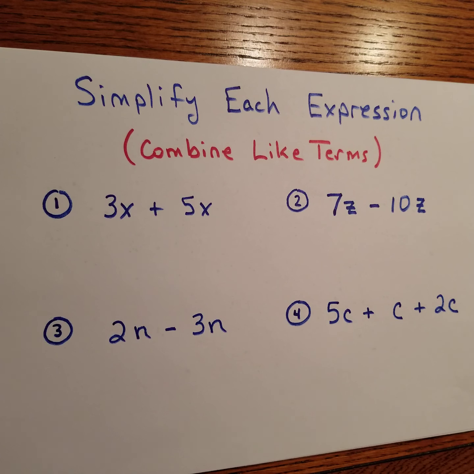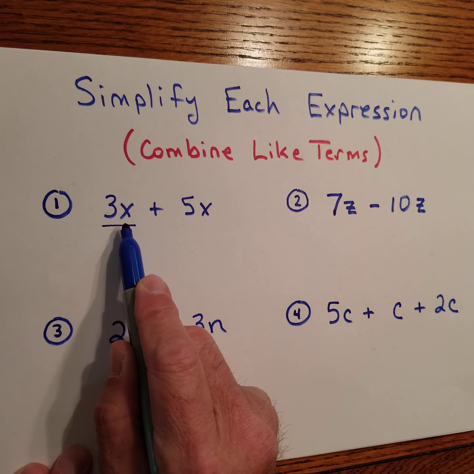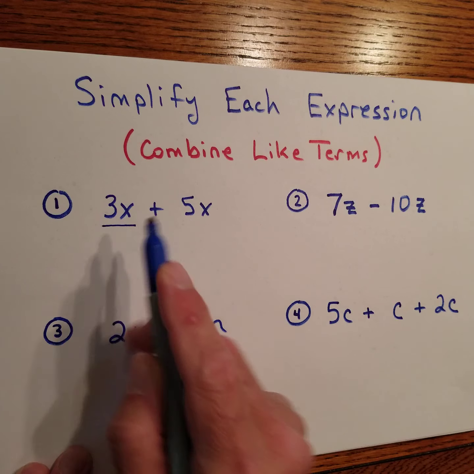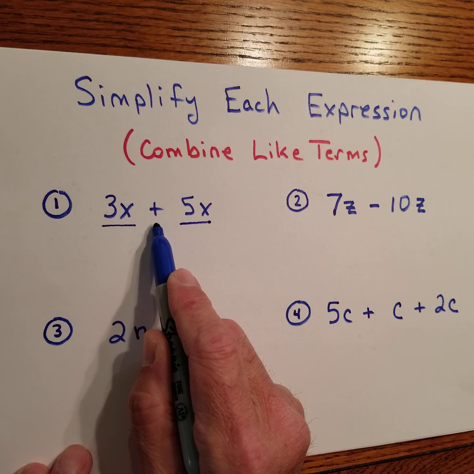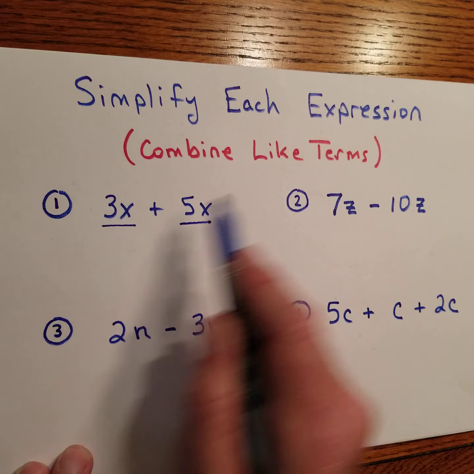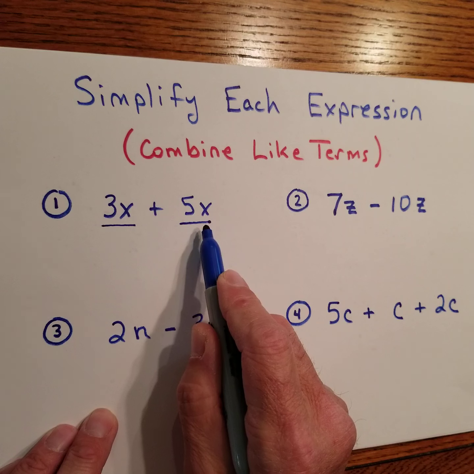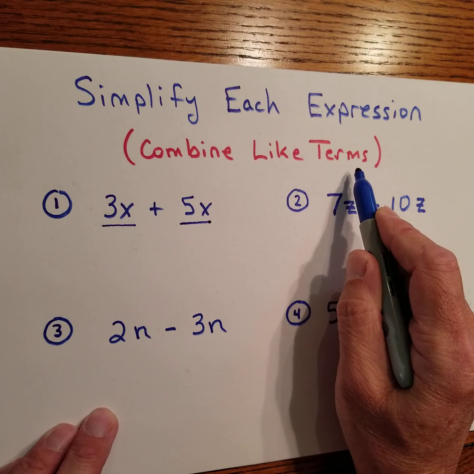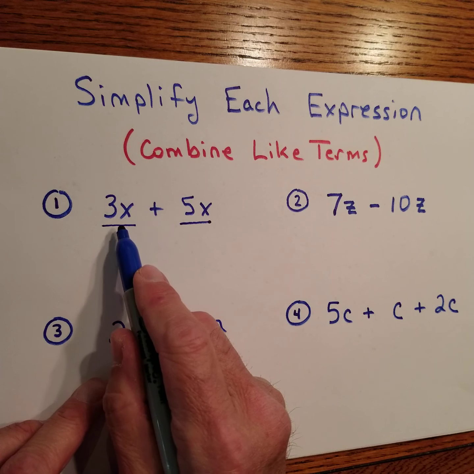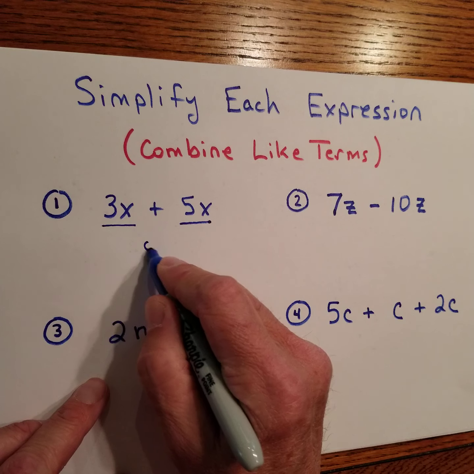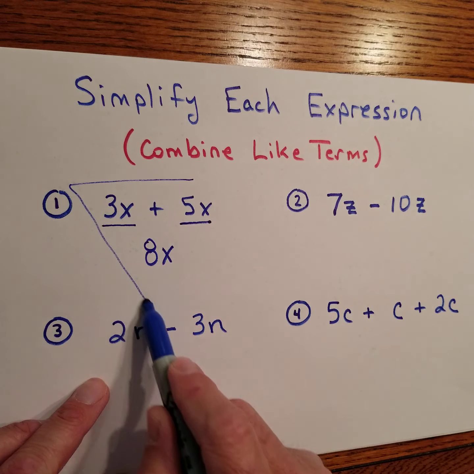Look at number 1. 3x is a term. A term has a number part, a variable part, or both. 5x is also a term. Those terms are tied together with either addition or subtraction, making this an expression. Since this term has an x and this term has an x, they're considered like terms. And when you have like terms, you're allowed to combine them. Combine 3x's with 5x's, and you have 8x's. Notice how my work makes that nice triangle. We like that.